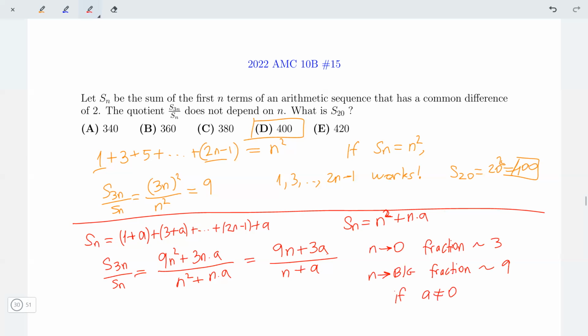So the only way for this expression not to depend on n is for a to be 0. Right, so that's the only solution.